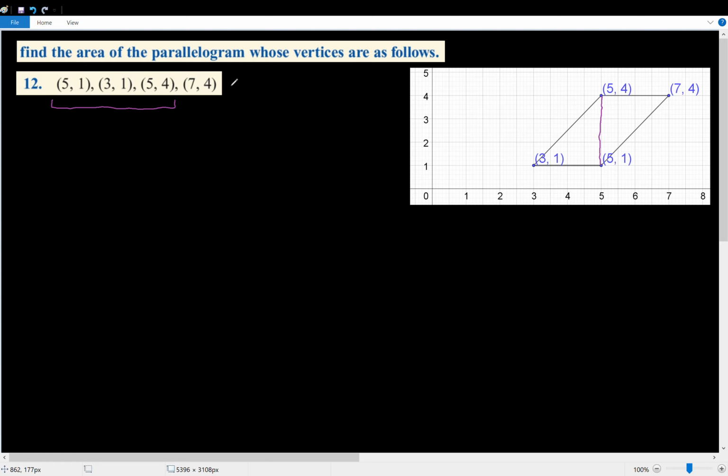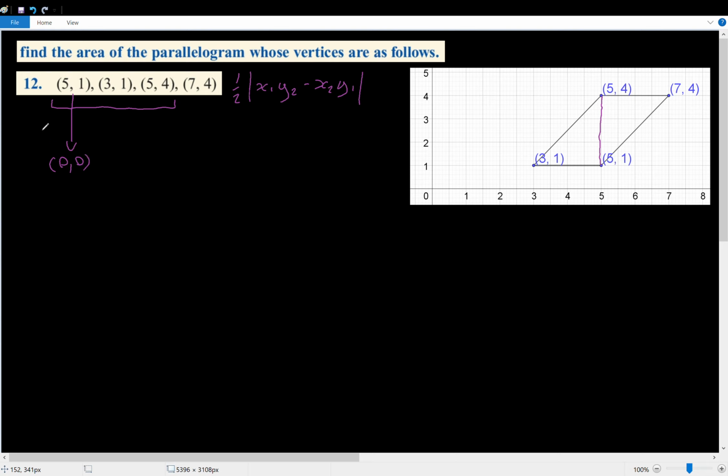So the area of a triangle formula is 1/2 the absolute value of x1y2 minus x2y1. But that only works when one of the points is at the origin, (0, 0). So we're going to need to move one of our 3 chosen points to the origin. So I'll move (5, 1) to the origin.